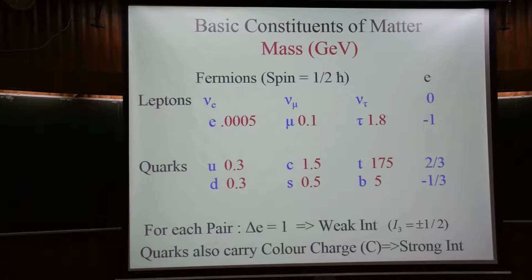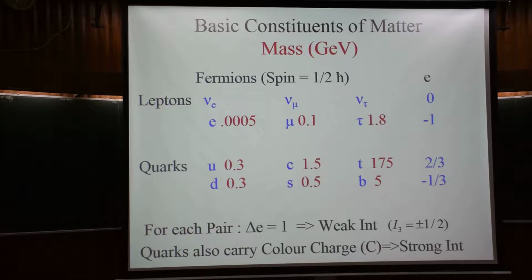So neutrinos carry weak isospin half, take part in weak interaction, but don't carry electric charge, so have no electromagnetic interaction. The charged leptons have isospin half and also electric charge -1, so they take part in both weak and electromagnetic interaction. Quarks have isospin half, charge 2/3 and -1/3. In addition, they have a color charge, so they take part in weak, electromagnetic as well as strong interaction.